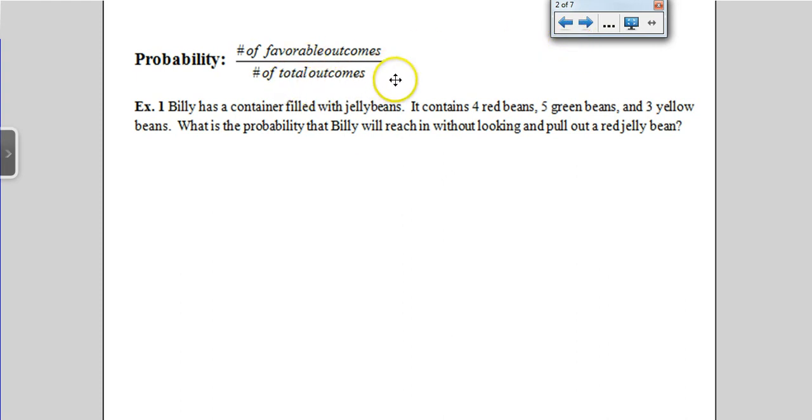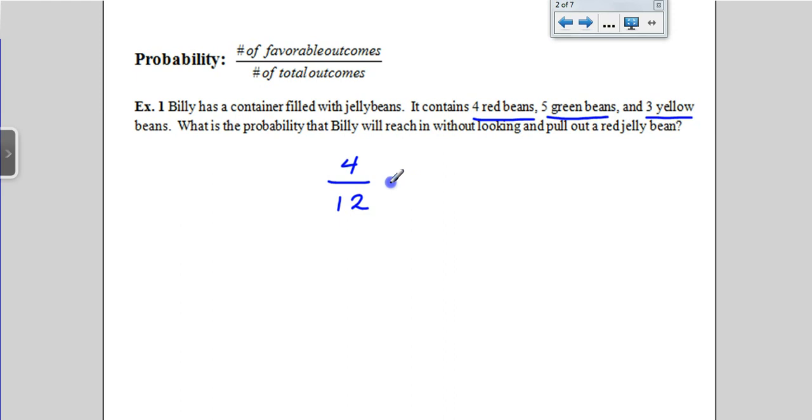Everyone's seen the basic definition for probability, which is number of favorable outcomes divided by number of total outcomes. So Billy has a container filled with jelly beans. It contains 4 red beans, 5 green beans, and 3 yellow beans. What's the probability that Billy will reach in without looking and pull out a red jelly bean? So favorable in this case would be him getting a red jelly bean, and there are 4 of them in the container. Then total outcomes would be how many total jelly beans we have in there. So let's see, we have 12 total jelly beans.